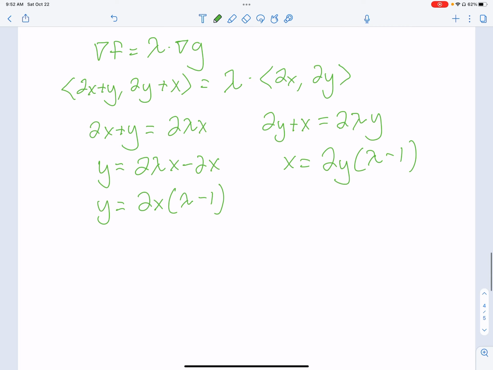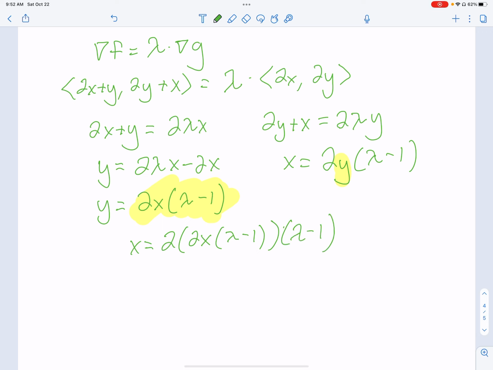Now what I'm going to do is take this portion here, and I'm going to plug it in right there. It's equal to y. So I get x equals 2 times 2x times lambda minus 1, times lambda minus 1. All right, plugging that in, I am going to start solving. So we have x equals 4x times lambda minus 1 squared.